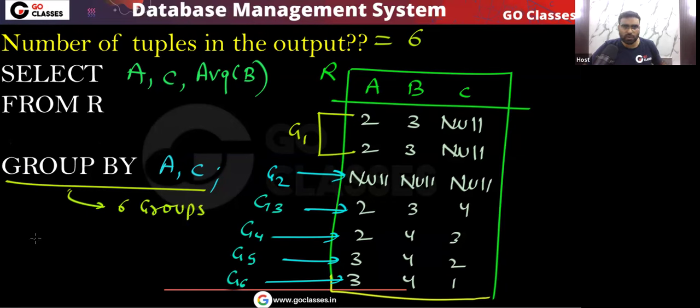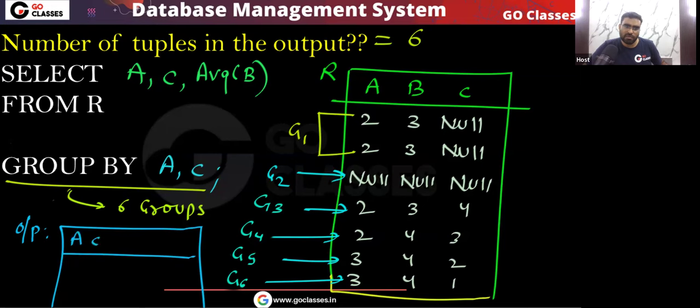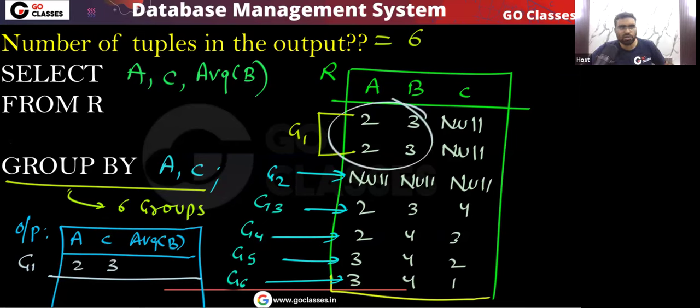You just tell me about the group number 1. What will be the output? In the output, just tell me about the group number 1. In the output, you have A, C, AVG of B. Yes or no? What about the group number 1? For the group number 1, one tuple you will get. One tuple. So AC value is 2, 3.